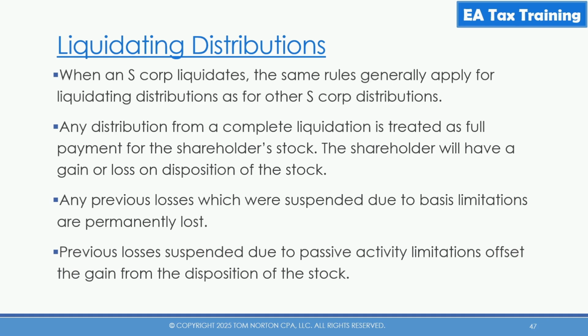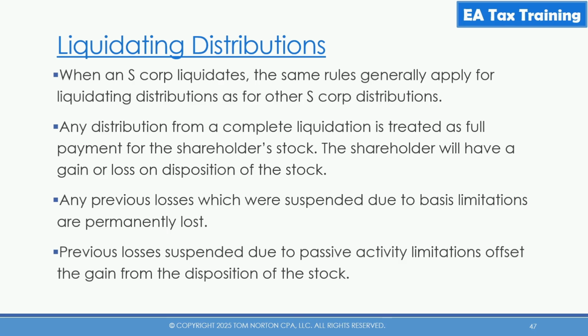Liquidating distributions. When an S Corp liquidates, the same rules generally apply for liquidating distributions as for all other S Corp distributions. Any distribution from a complete liquidation is treated as full payment for the shareholder's stock. The shareholder will have a gain or loss on disposition of the stock. So that makes sense. The corporation is liquidating, they are going out of business. So the shareholder is deemed to have sold their stock back to the corporation for the amount of whatever distribution they get from the liquidation. So they have a gain or loss.